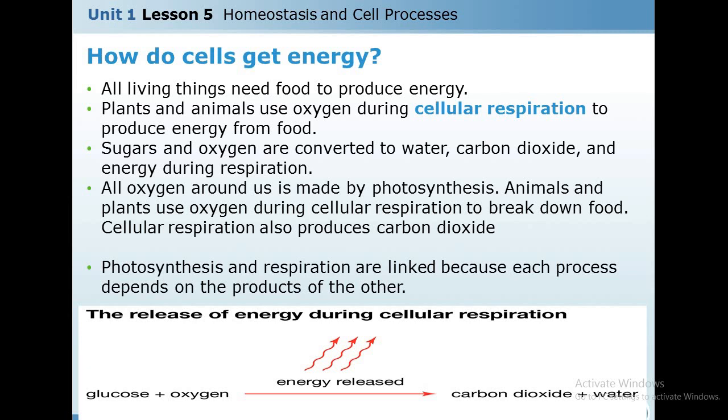So the food, which is glucose plus oxygen, is going to enter and energy is going to be released in the cellular respiration. Okay? The sugar and oxygen are converted into water and carbon dioxide, and energy is produced as a result of this reaction. All the oxygen around us is made by the photosynthesis process, and animals and plants use this oxygen during cellular respiration to break down the food and to give us the energy that we need.